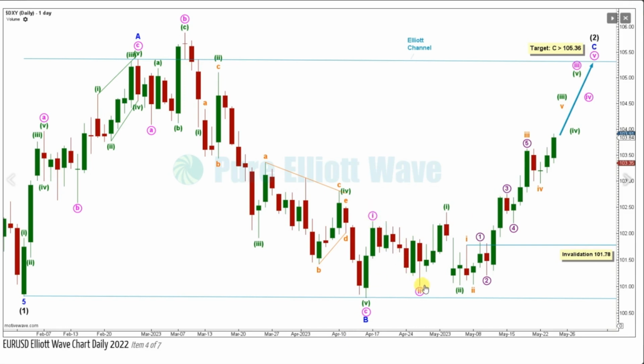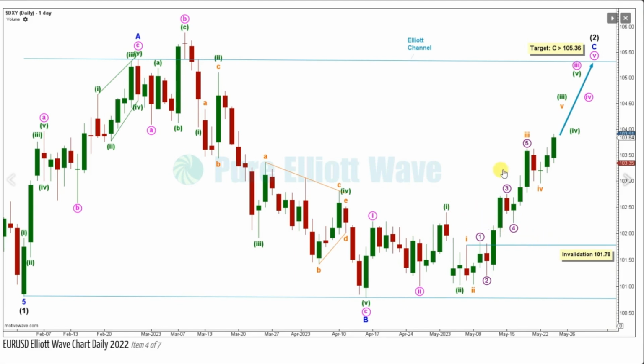1, 2, 3, 4, 5 at minute level, and that's being made up of 1, 2, 3, 4, 5 green minuette level, and then that is also extending even further into these smaller degree waves, with the third of the third currently sitting right here.